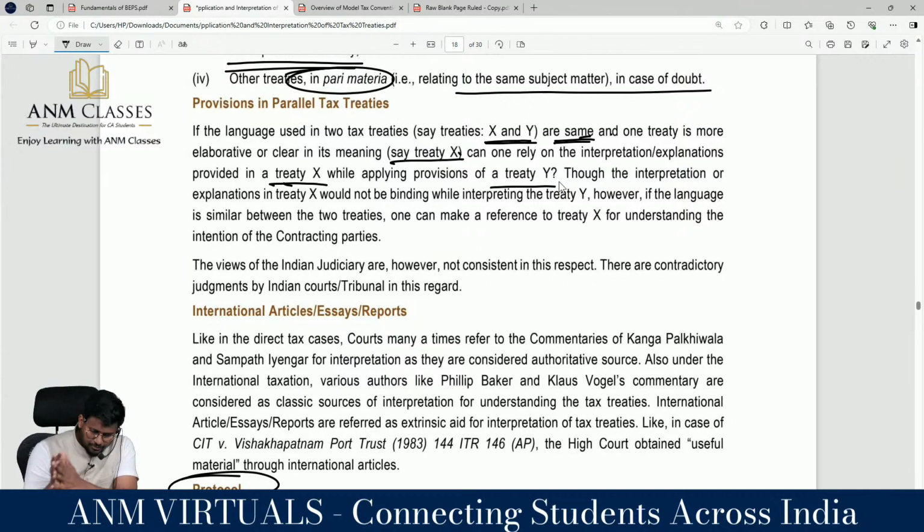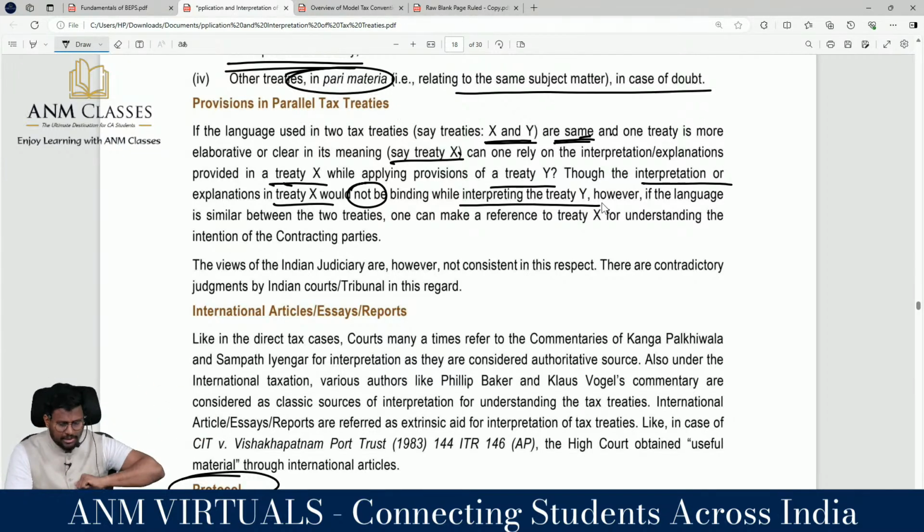Apply, sir. Though the interpretation or explanation in treaty X would not be binding while interpreting treaty Y, generally that treaty's interpretation, correct? However, if the language is similar between any party to the treaty, one can make a reference to treaty X for understanding the intention of the other party.